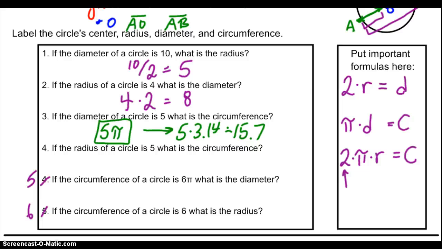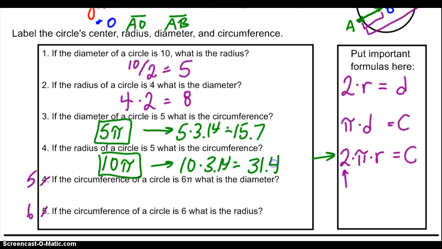Number 4, if the radius of a circle is 5, what is the circumference? Well, remember, the radius of a circle, we need 2 of those to make the diameter. So we can use this formula right here. So 2 times 5 is 10. This is going to be 10 pi if we left it in exact form or pi form. Or we could do it out and get a decimal. 10 times 3.14. That will get us 31.4.